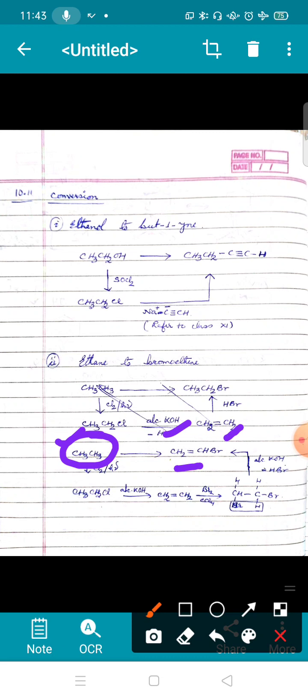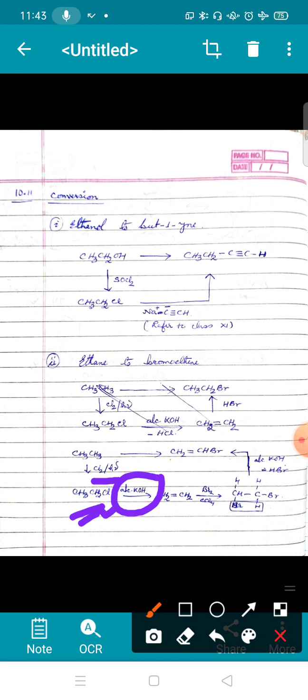As you know, during the exam you will not get straightforward conversions. Most of the conversions are two-step conversions. So ethane reacts with chlorine in presence of sunlight. Since alkanes do not undergo substitution reactions, the reaction here is a free radical halogenation. So we get CH3CH2Cl, and to create the alkene we have to heat it with alcoholic KOH.